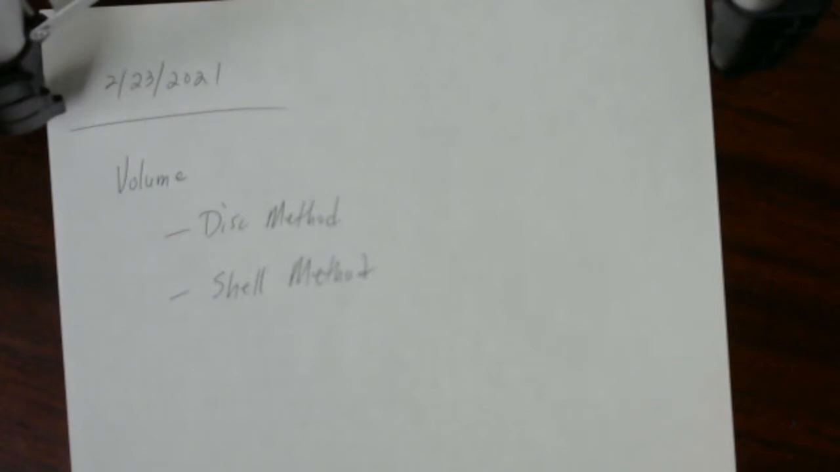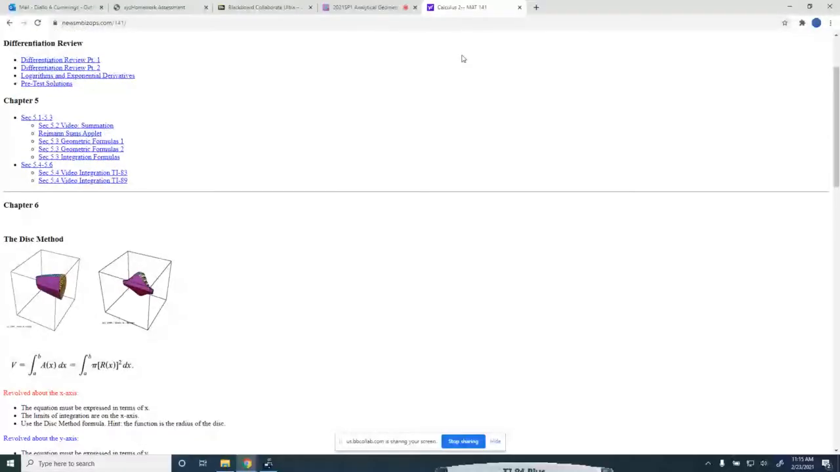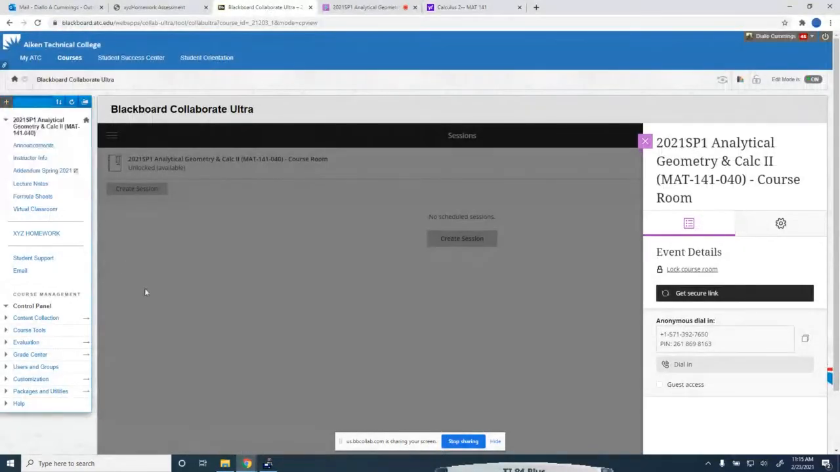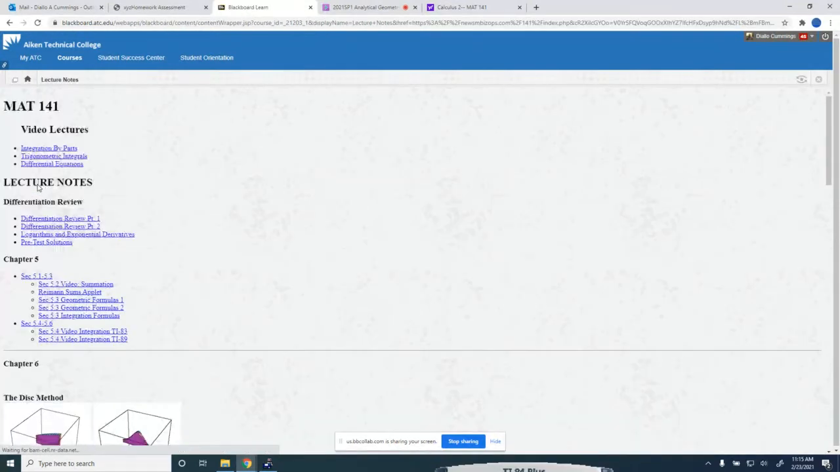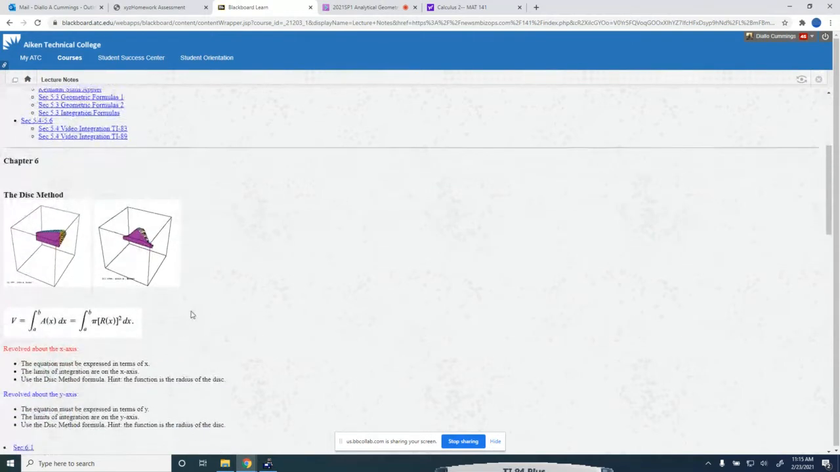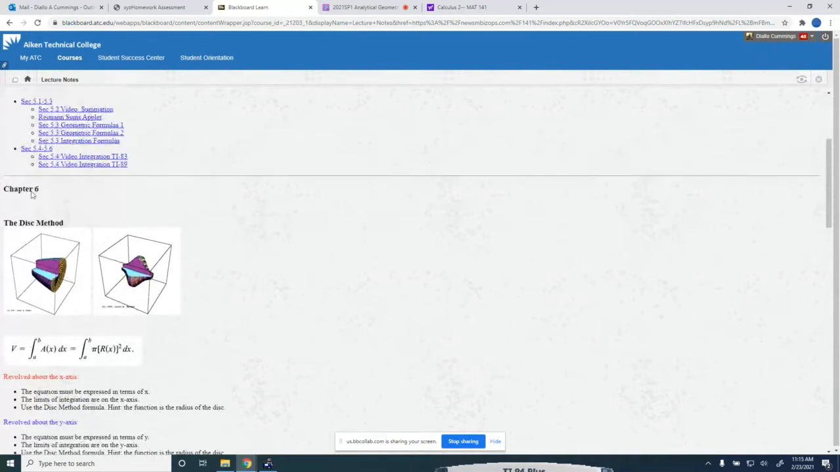All right, and I'm going to go to our application, the shared screen. On this page, just to show where I'm getting this from, on our main page under lecture notes, this is what comes up. Now, keep in mind, we're using XYZ and not MyMathLab, so the chapters may be a little bit different.